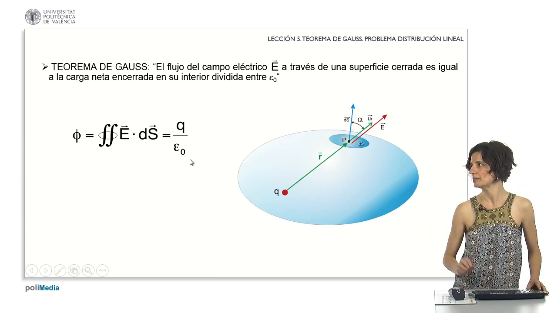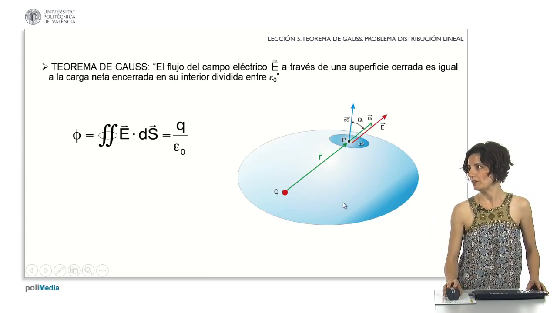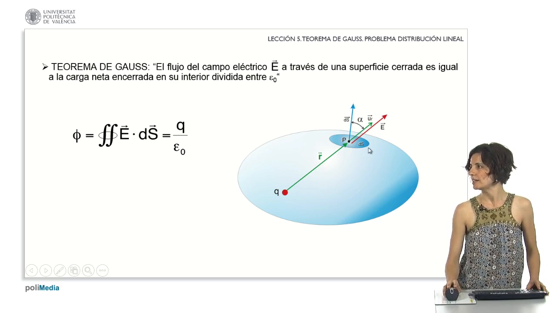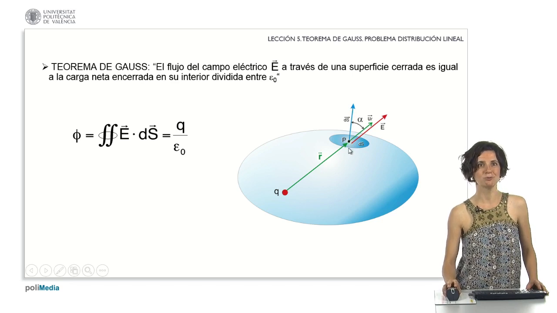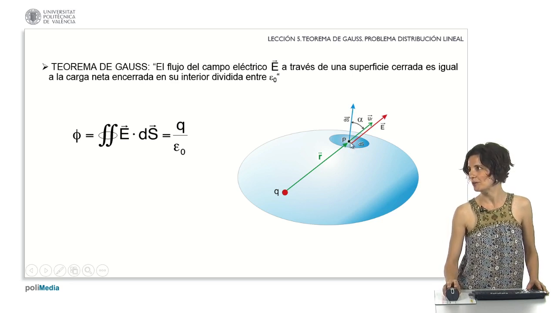In the drawing, we have depicted a closed surface corresponding to the Gaussian surface, enclosing a point charge Q. At point P, a differential surface element has been chosen, and the two vectors with which we are going to work, the electric field vector and the differential vector of S, which is a vector perpendicular to the surface at that point and outward.